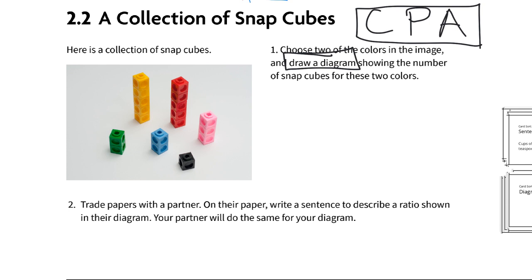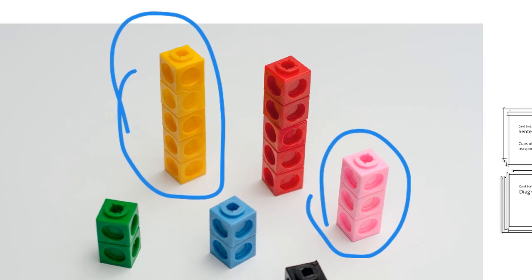So students are going to choose any 2 colors. They're going to draw an image of it. And then down here, they're going to trade their paper with their partner and write a sentence to describe a ratio shown in their diagram. So if I was a student, I would say, okay, I'm going to take the yellow one and the pink one. Because I'm having a hard time seeing exactly how many is the yellow, I need to zoom in, and I can see that the yellow is 1, 2, 3, 4, 5, and that the pink is 1, 2, 3.